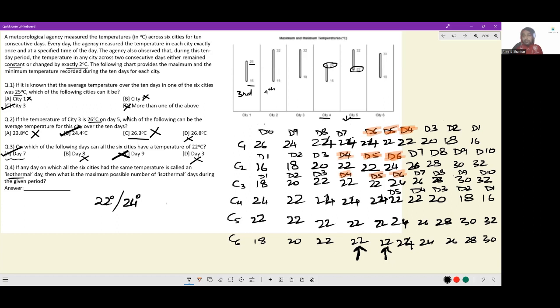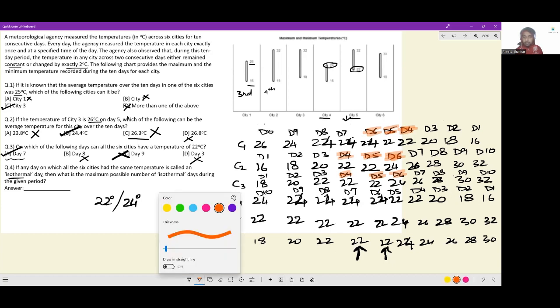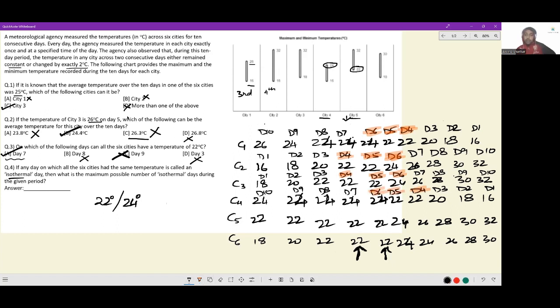These will all turn to 24s. Day 6, day 7, day 8, day 9, and day 10. Then you can potentially see day 4, day 5, and day 6. Everywhere on day 4 you have 22, everywhere on day 5 you have 22, on day 6 you have 24. Okay, so this is fine. This is day 1, day 2, day 3, day 4, day 5, day 6, day 7, day 8, day 9, and day 10.